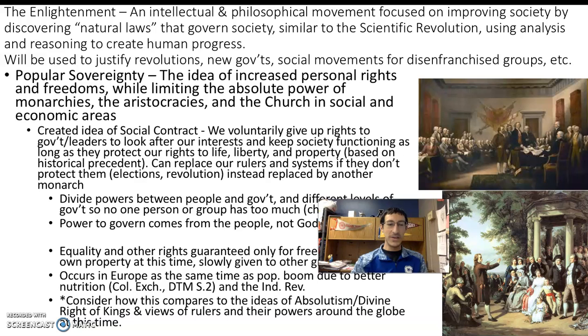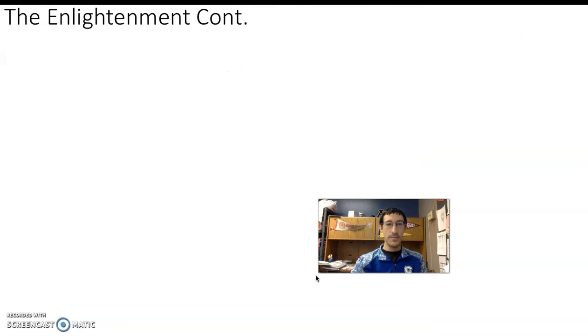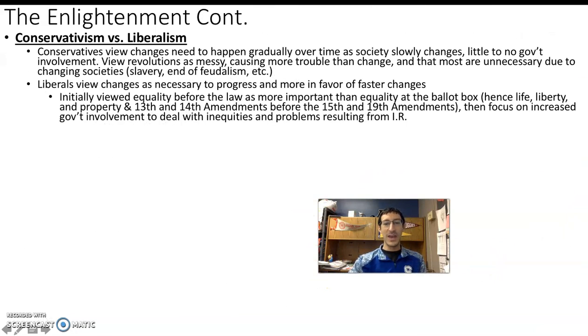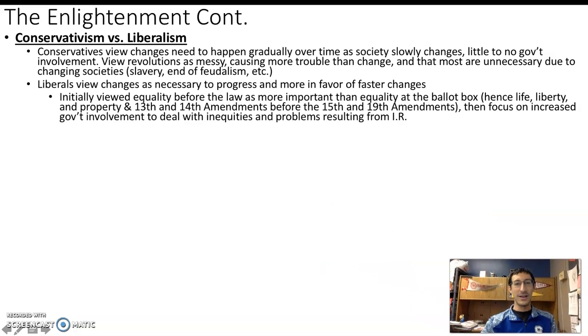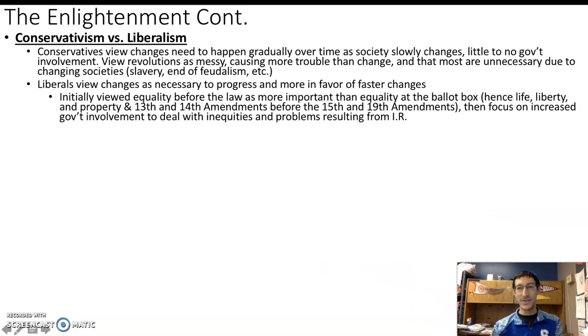Okay, so one thing to consider is how all this compared with the ideas of absolutism, divine right, monarchs, and other powers around the globe during this time period from 1750s to 1900 and also previous eras. Okay, so other things about the Enlightenment. We have a debate between kind of the modern ideas of conservatism and liberalism, and not talking about the United States, but kind of as a whole, how do we view this?